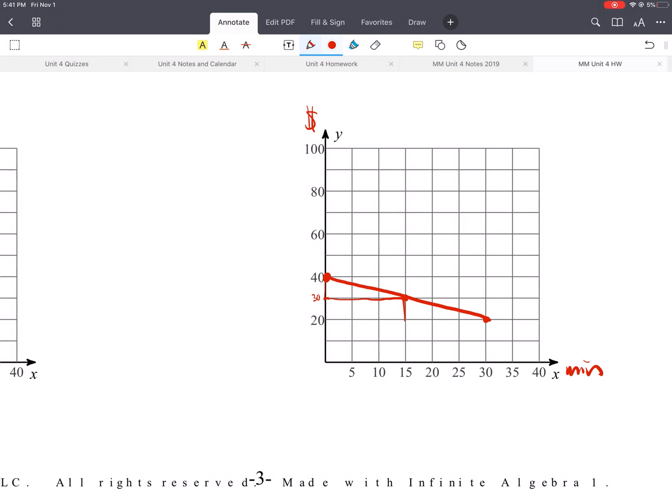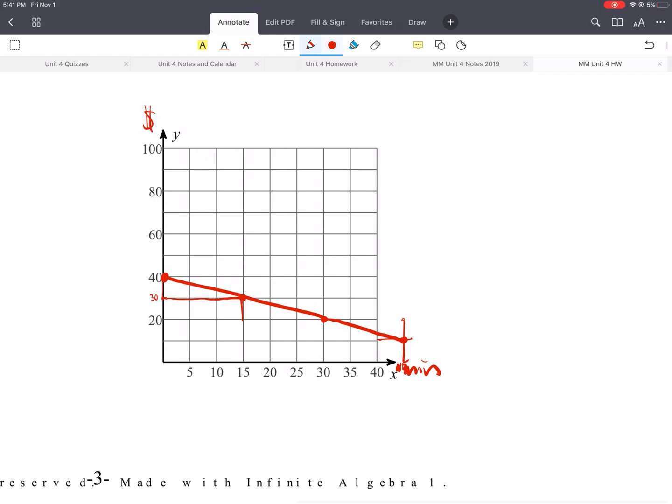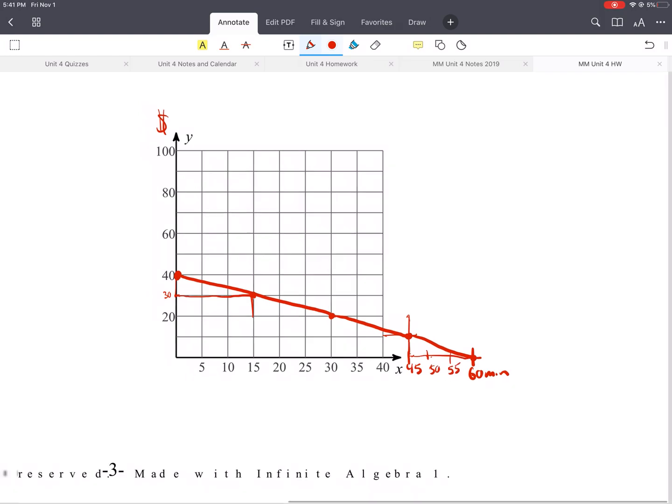Okay, and then again, if we continued this graph, we'll come to here after 45 minutes, and then one more 15 minutes would get us all the way to 0. So this would be 60 minutes. Okay, I'm going to mess that up. Let's rewrite this. This would be 45, and this would be 50 and 55. Okay, so we have the whole graph.